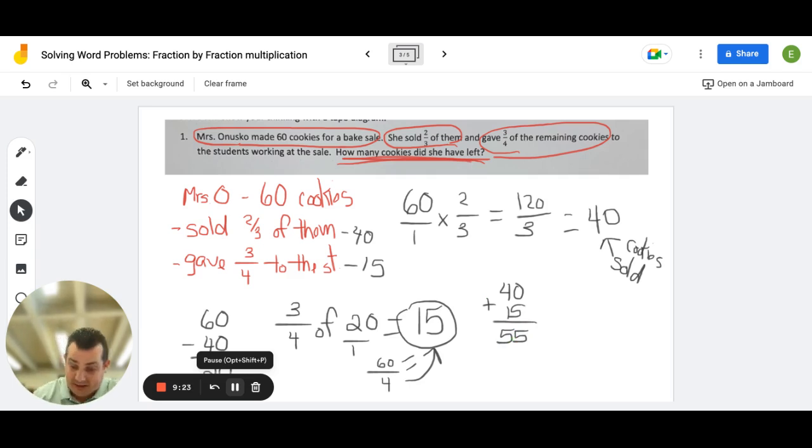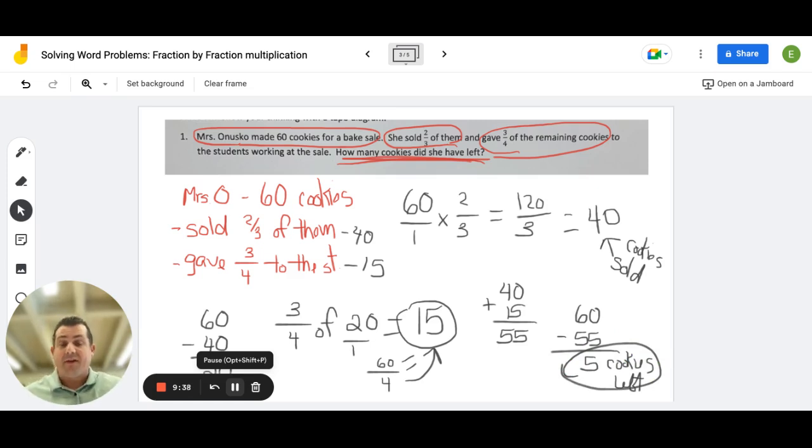She only made 60 cookies for the bake sale. How many did she have left? Well, take away those 55, and you have 5 cookies left. And that is your final answer. 5 cookies left. Okay? A lot of steps in that problem. Just go through it. Make sure you have these annotations. Extremely important. Okay? Now let me get ready for the final question here.